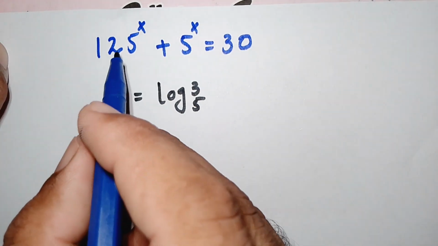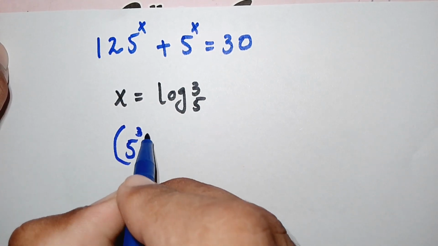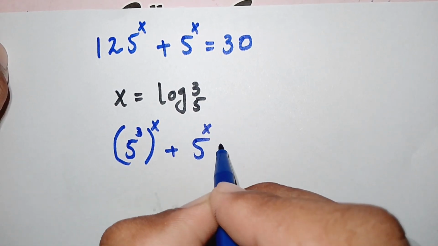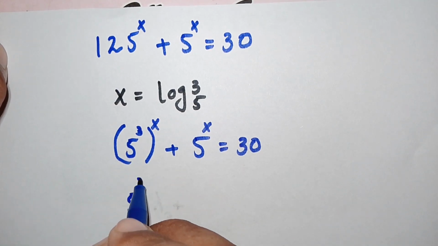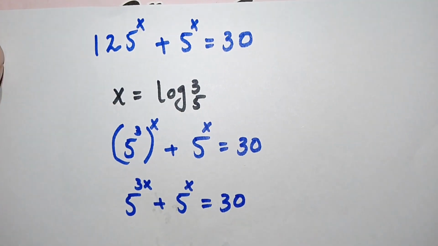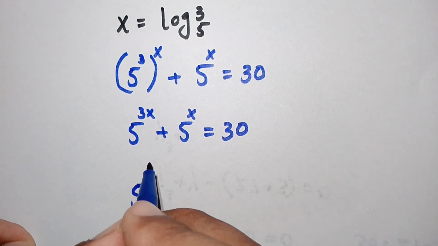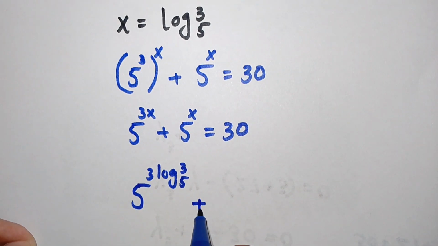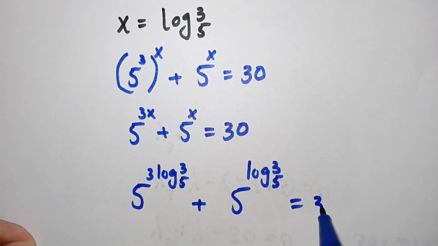So here the question is 125 to the power of x, which can also be written as 5 to the power of 3, the whole to the power of x, plus 5 to the power of x, which is equal to 30. This will also become 5 to the power of 3x plus 5 to the power of x, which is equal to 30. Now in the next step, we put the value of x, so this will become 5 to the power of 3 times log of 3 with base 5 plus 5 to the power of log of 3 with base 5, which is equal to 30.